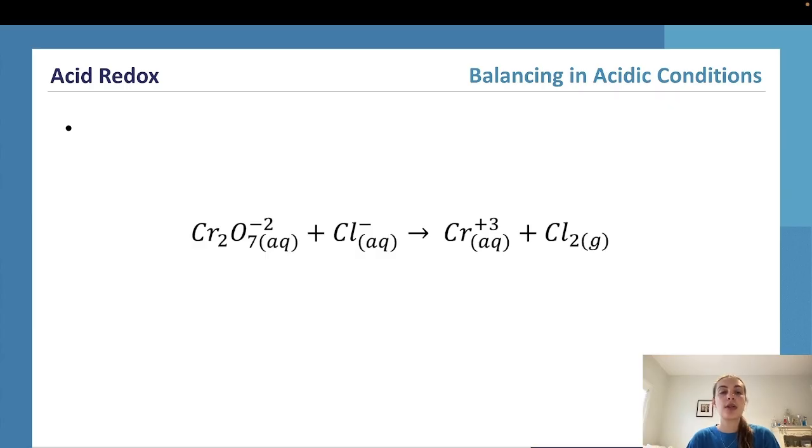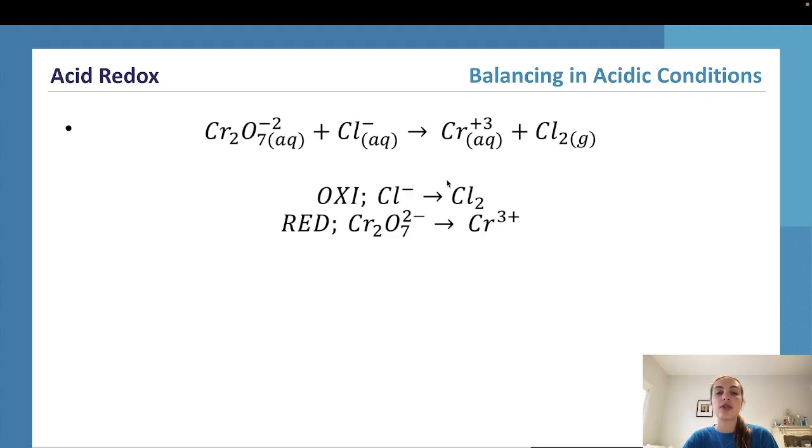So we're going to do an example here. We can see we've got dichromate ions plus chloride ions makes chromium 3+ plus chlorine gas. So our first step we need to do is separate them into their two half reactions, so an oxidation reaction and a reduction reaction.